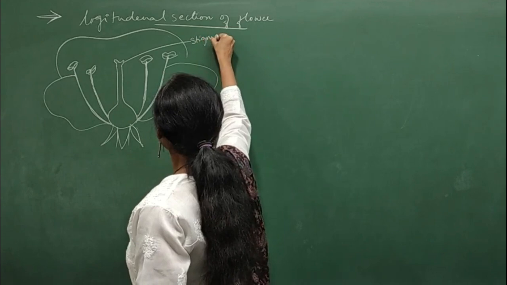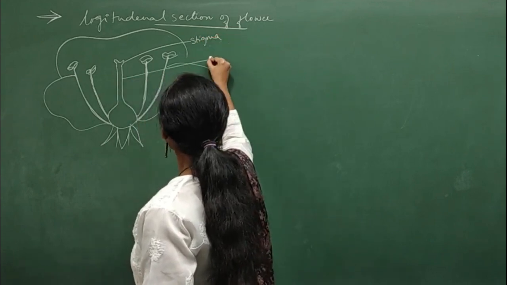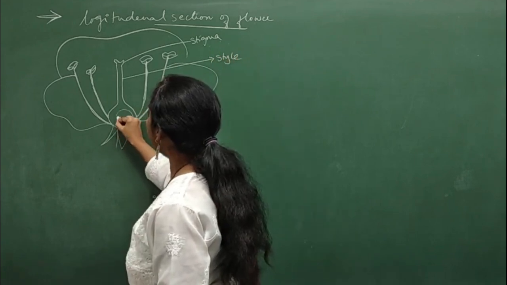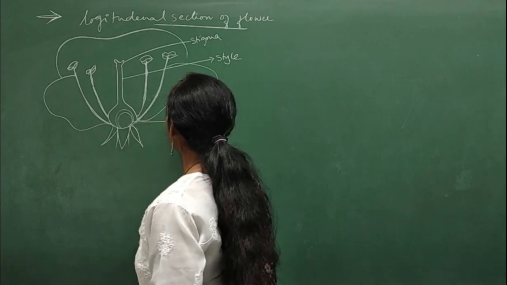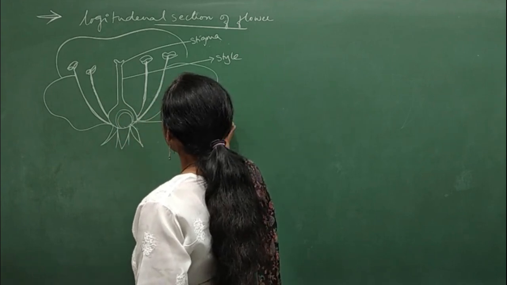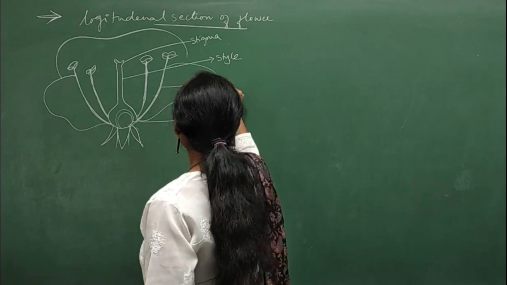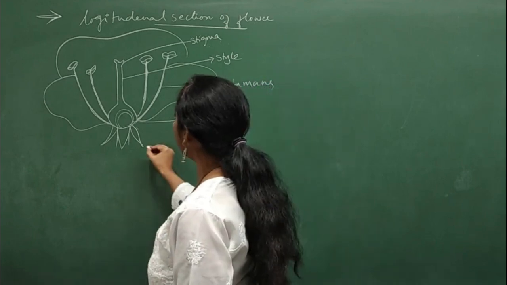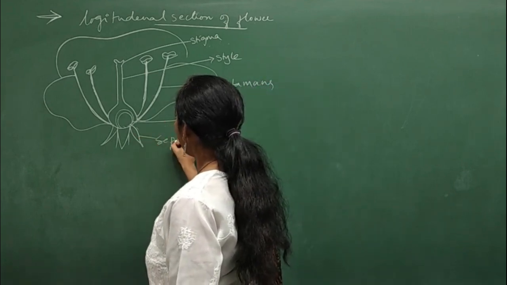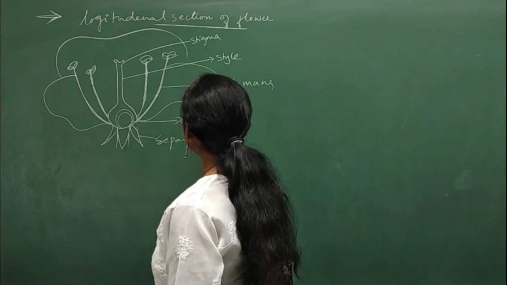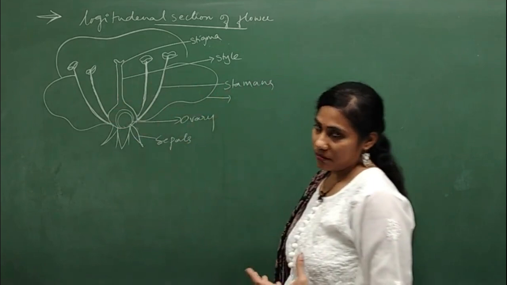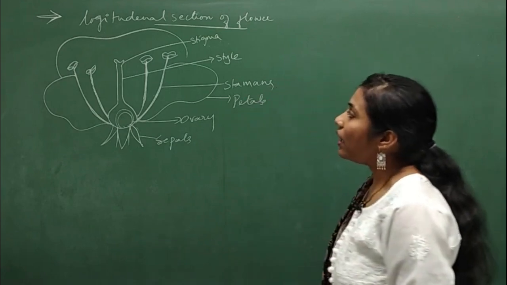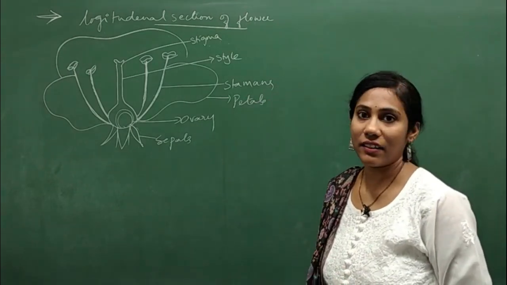and this is our stigma, and this elongated pipe-like structure is style, and this one is ovary. Inside the ovary you will have egg, isn't it? So this is ovary, right? And these are stamens, the male reproductive organs, and these are sepals, which actually protect the ovary, and these colored things are called petals, isn't it? So that's it. So this is your longitudinal section of flower, right?